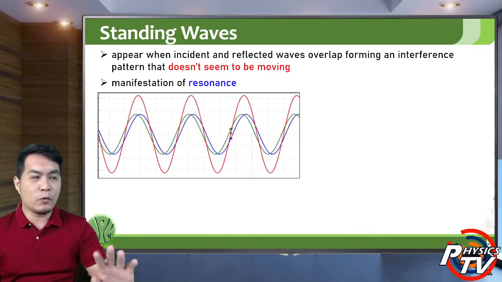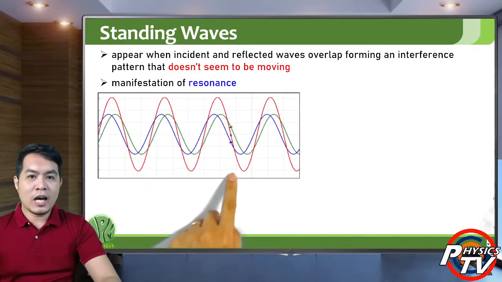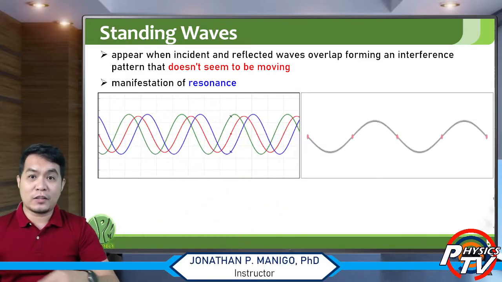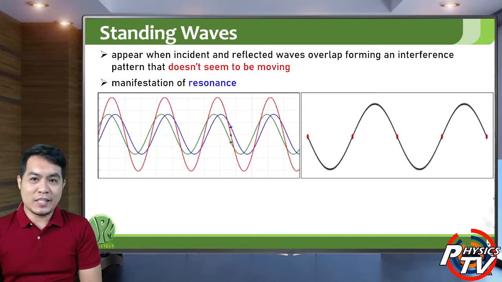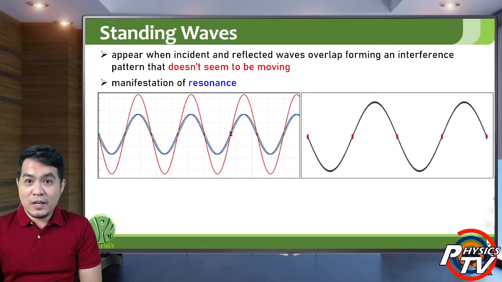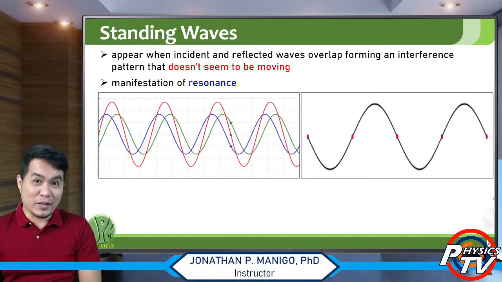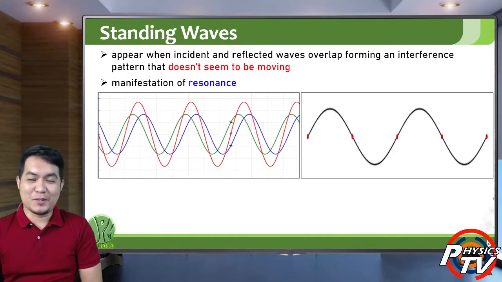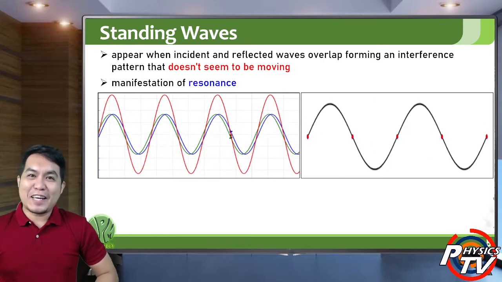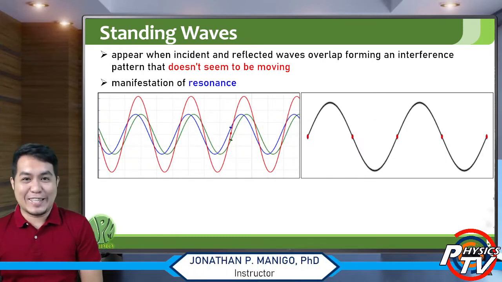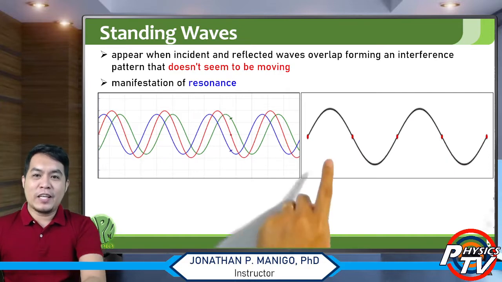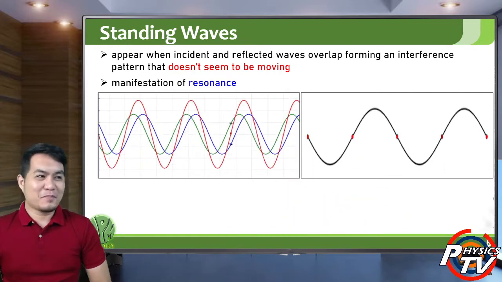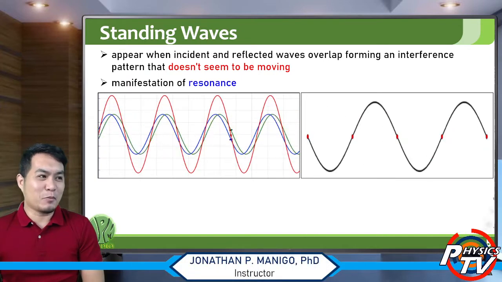So if we try to remove the incident and the reflected wave and only focus on the resultant wave, this is what we see. You will see a wave that doesn't appear to be moving. Hence, it is called a standing wave. It's not literally standing, but it's not moving, so it's called a standing wave. This wave doesn't appear to be moving to the left or to the right, so it must be standing. So that's a standing wave.